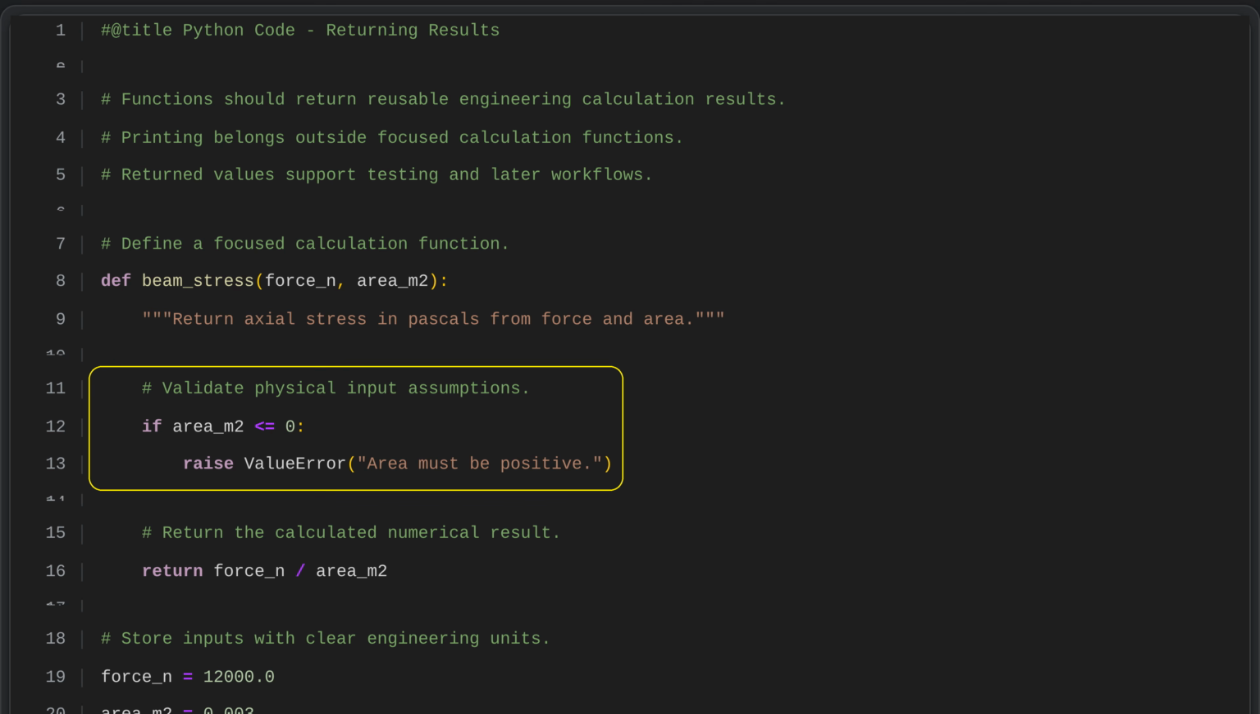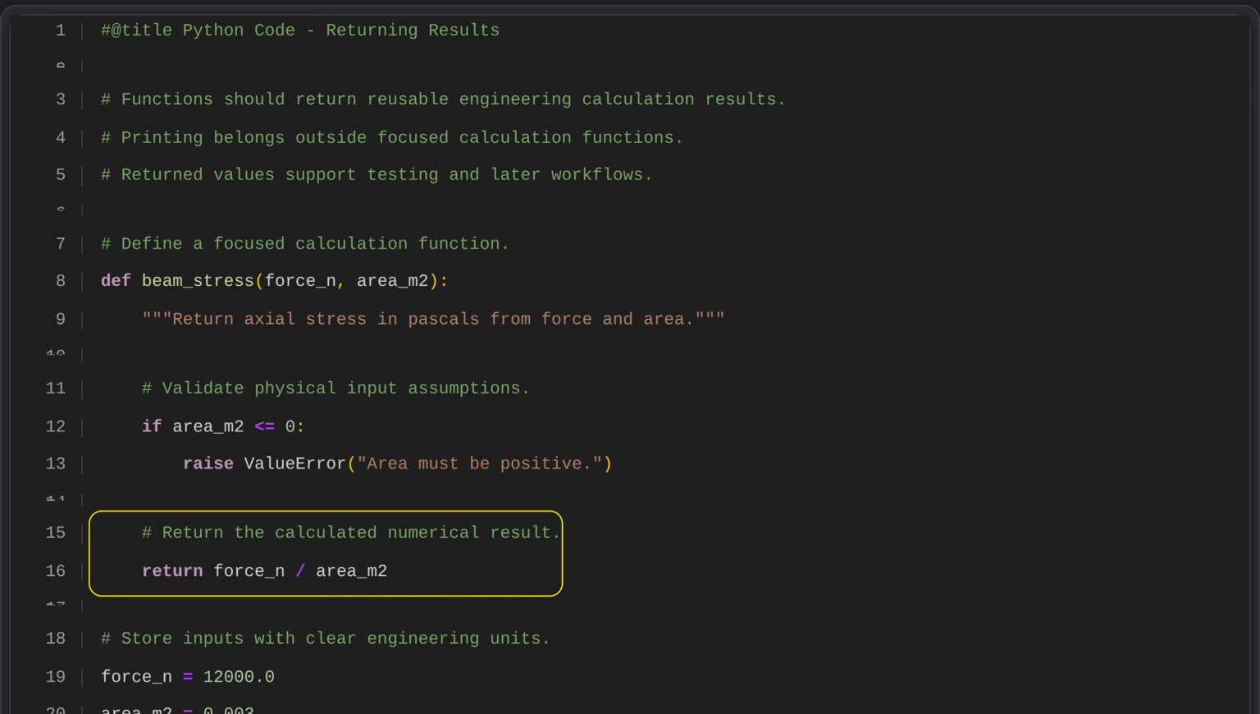The function checks that the area is positive before continuing. If the area is 0 or negative, it raises an error, preventing invalid calculations, such as division by 0 or using physically meaningless values. The function calculates axial stress by dividing force by area, giving the result in pascals. Returning this value makes it available for later analysis or decision-making elsewhere in the program.